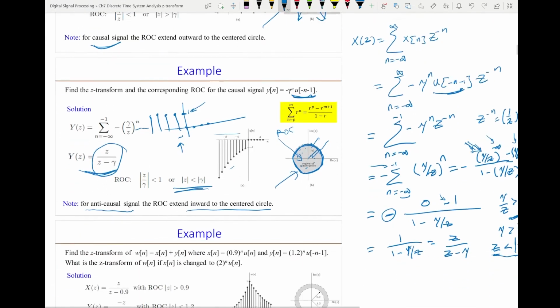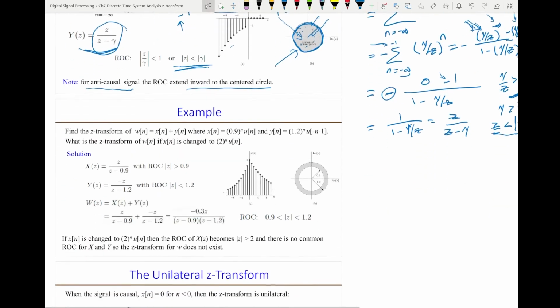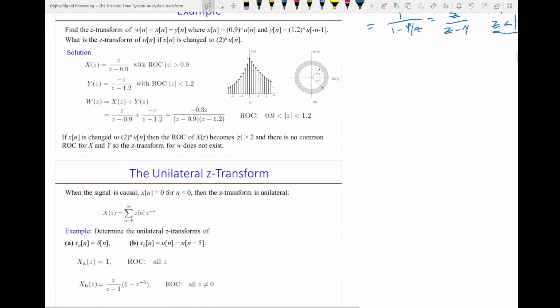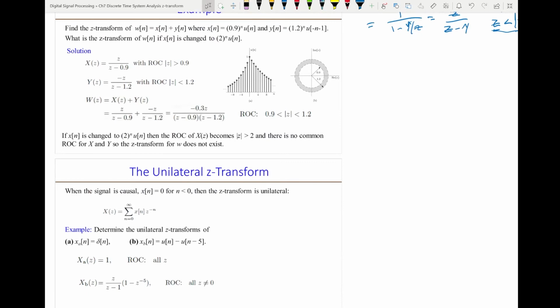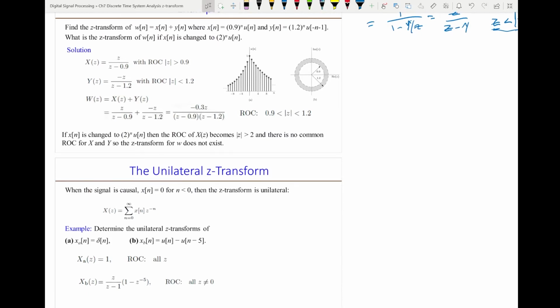Now let's take another example where you may have a signal that is causal and anti-causal. So how do we deal with this? We have a signal, w of n, that consists of x of n and y of n. And x of n is defined by this, that's causal, and y of n is anti-causal. And we need to know what is W of z.